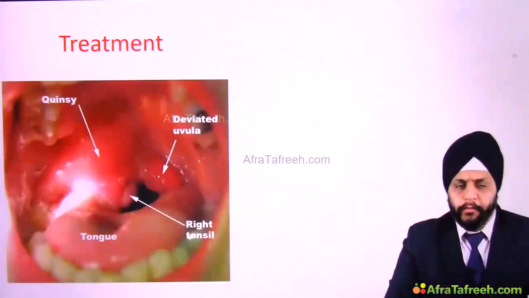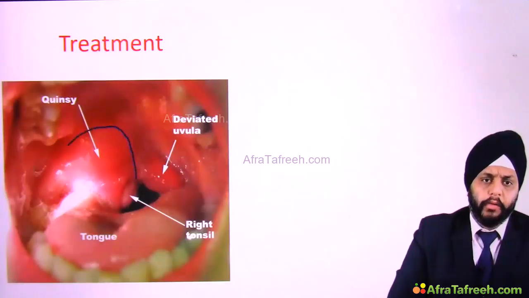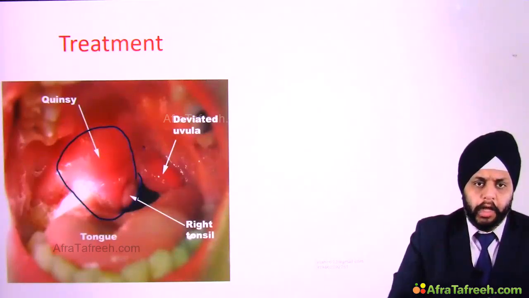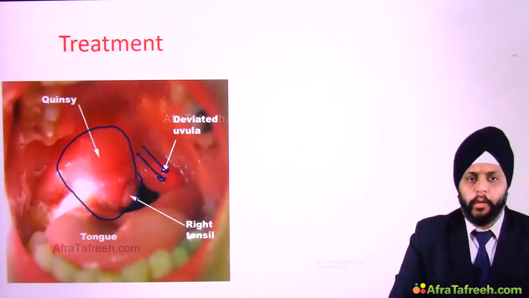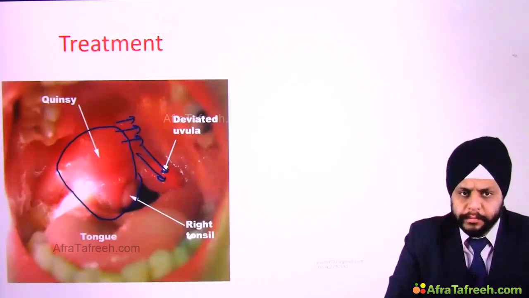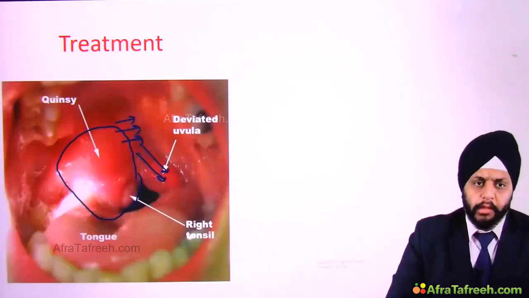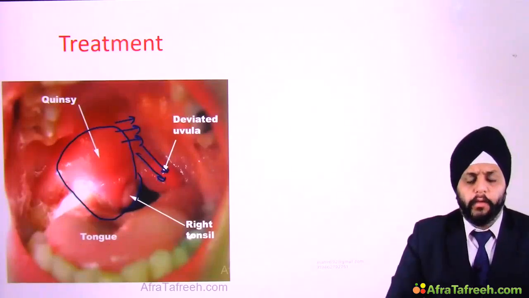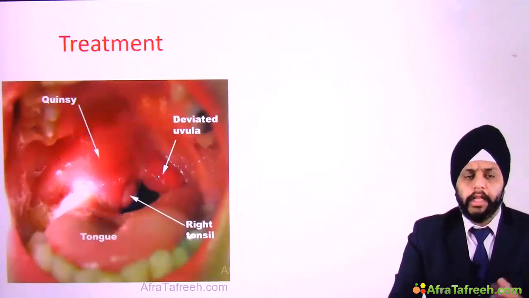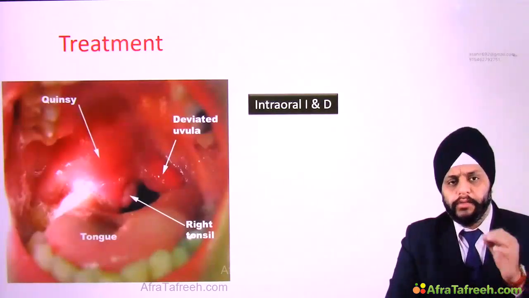Look at this photograph. This is a clinical photograph. What you see over here, you can see that this tonsil is enlarged. You can see the uvula over here, and the uvula is pointing towards the other side. The soft palate over here is pushed to the other side. Okay, what treatment will you do for this patient? The number one treatment is that you have to drain the abscess. That means you have to do intraoral incision and drainage.